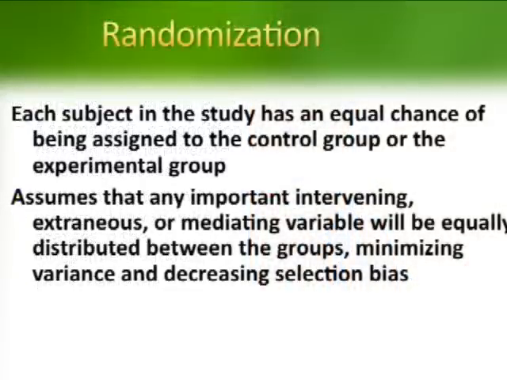Randomization. That's Professor Florzak's biggest bone of contention, and you're going to be hearing an awful lot about randomization in this course. Randomization is where each subject in the study has an equal chance of being assigned to the control group or to the experimental group. It assumes that any important, intervening, extraneous, or mediating variables will be equally distributed between the groups. And what that does is it minimizes the variance and decreases selection bias. And we're going to learn all about that in this course.